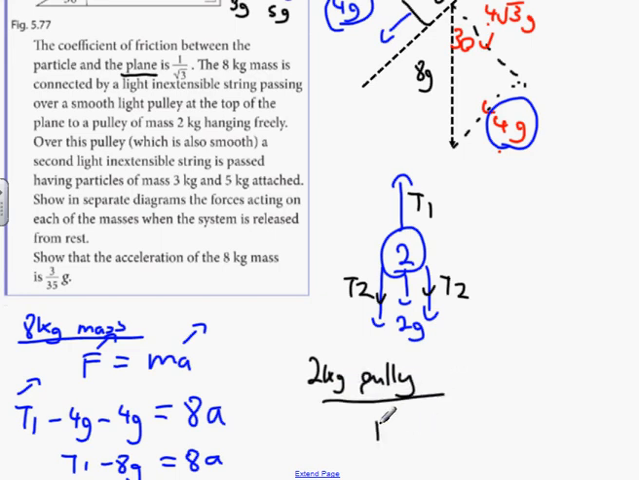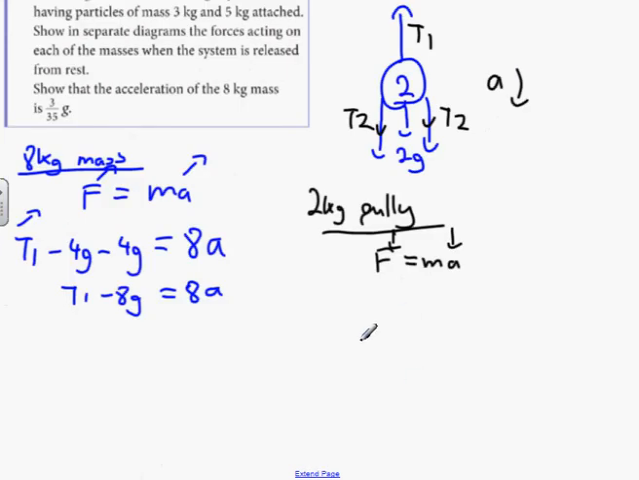Once again, F equals ma. In this case, we're saying that it's going down at acceleration a, so downwards and downwards. What we're going to get is 2T2 minus T1: 2T2 going downwards, T1 going upwards, driving the overall mass, which is 2, by its acceleration.